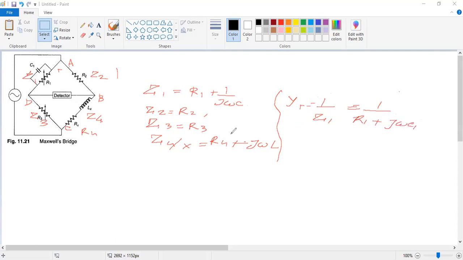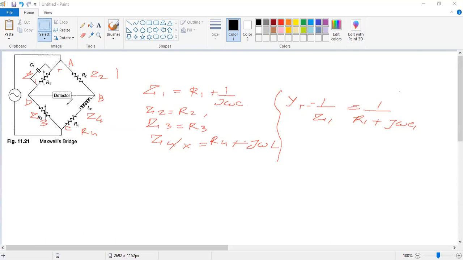Normally Z2 is R2, and Z3 is R3. In this way, ZX is RX in series with the inductance. Look, this is Z4 or ZX, this inductance is in series with this RX. So we can write it in the same way, Lx and RX in series.